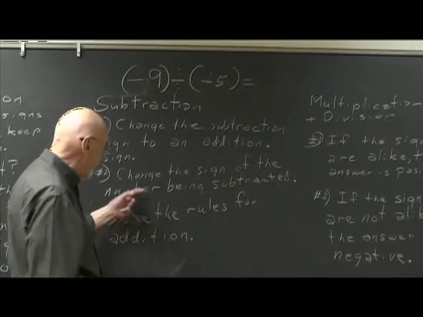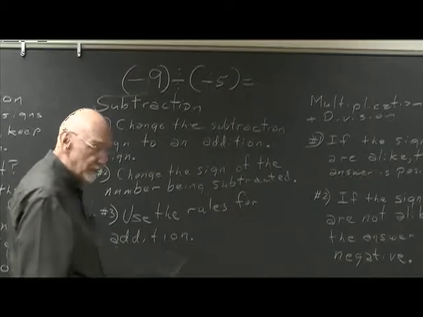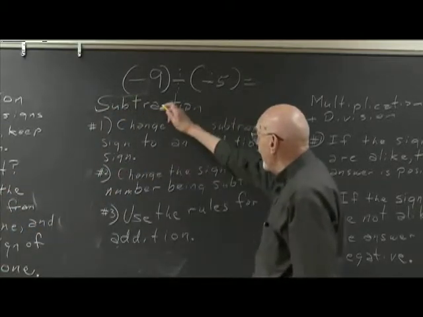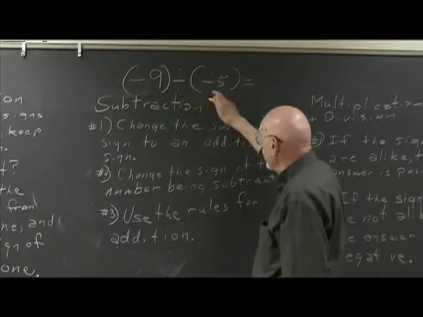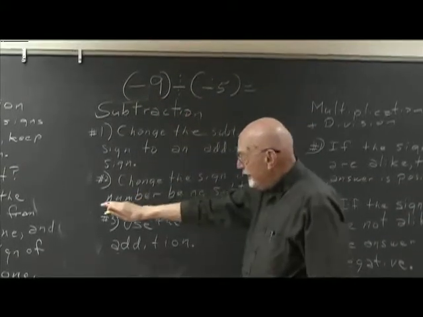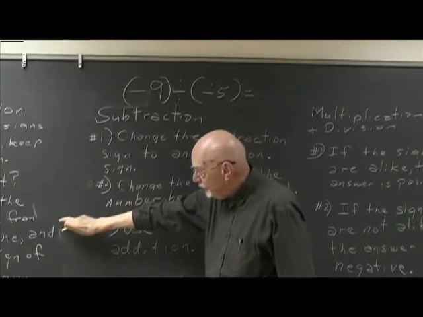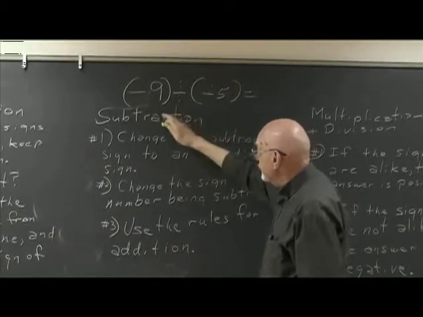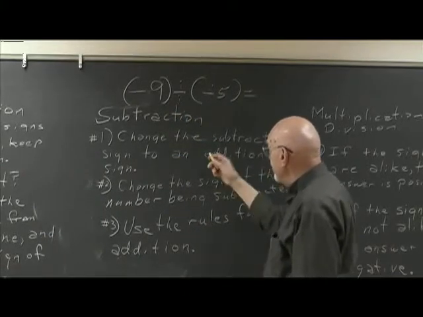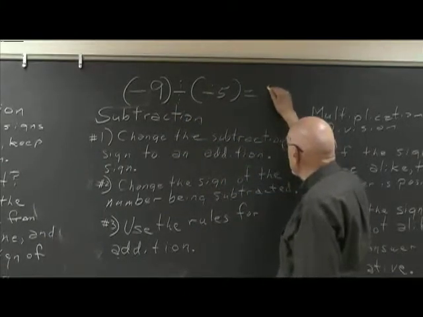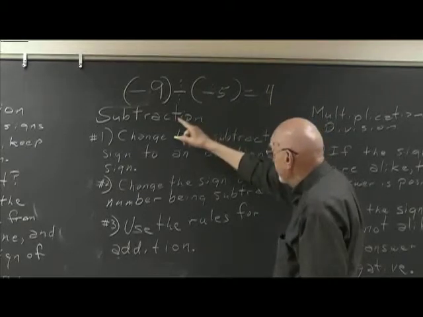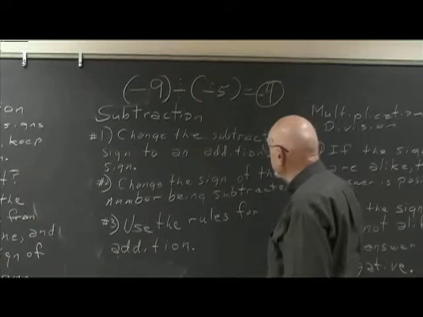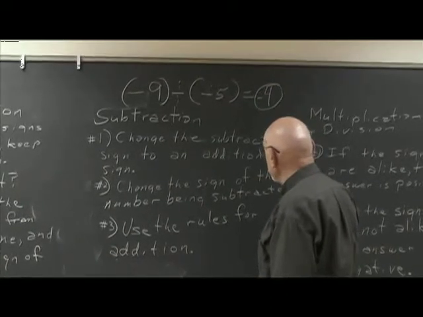Rule number 3, use the rules for addition. So we look to see what we have now. That's negative, and that's positive. Therefore, that's rule number 2 for addition, where we will subtract the little one from the big one and use the sign of the big one. 9 minus 5 is 4, and the sign of the big one is negative, so we do write it, and that is negative 4.